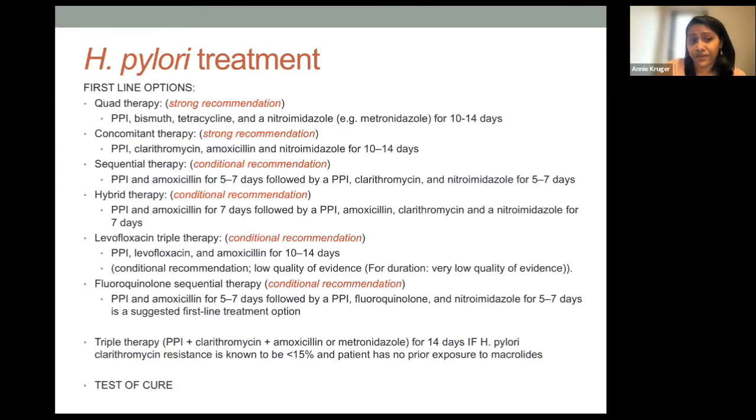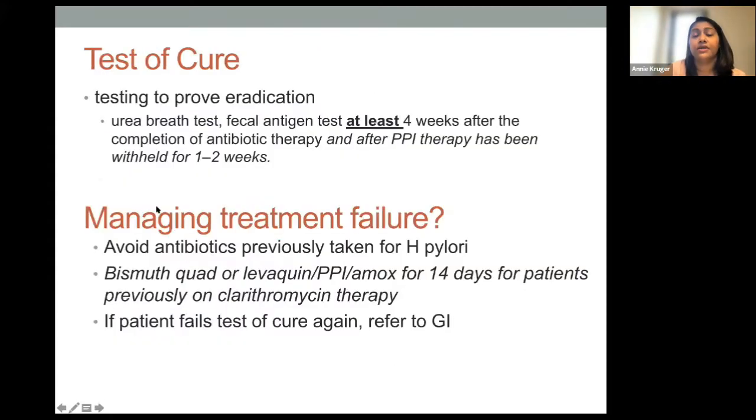These are all the other potential therapies you could try in patients. I'm not going to go through each and every one, but you're welcome to have these slides as your background. And lastly, don't forget that you should do a test of cure. What is that? Let me go to the next slide here. That's a test to prove that you've eradicated the bacteria. You can do that either as the urea breath test or the fecal antigen test. It doesn't matter. Some non-invasive test is usually appropriate.